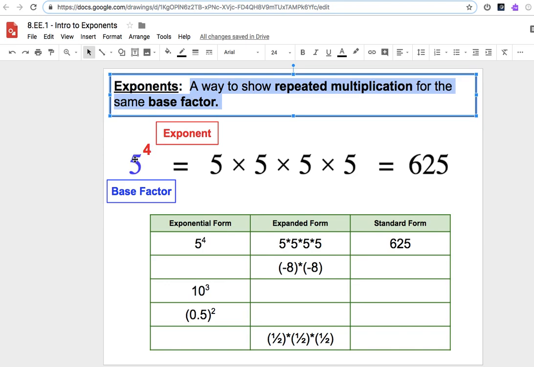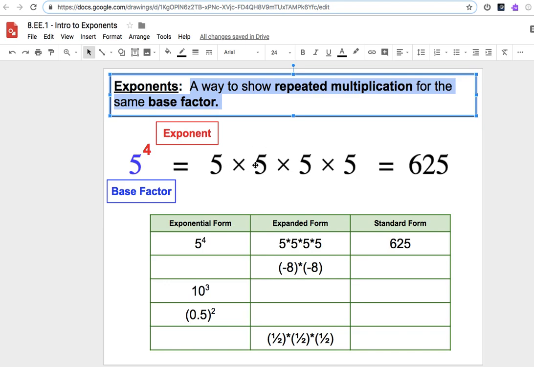Our first example, we see 5 raised to the 4th power. 5 with a little 4 above it, and again we pronounce that 5 raised to the 4th power. The 5 is our base factor, or we might call it the base term. The 4, the red number that's small and above and to the right of the base, is called the exponent. That exponent tells us how many copies of the base, 4 of them, we need to multiply together. So here we know 5 to the 4th power really means 4 sets of 5 multiplied together.